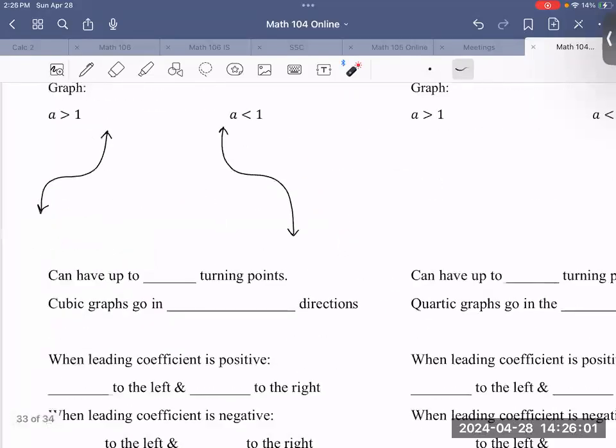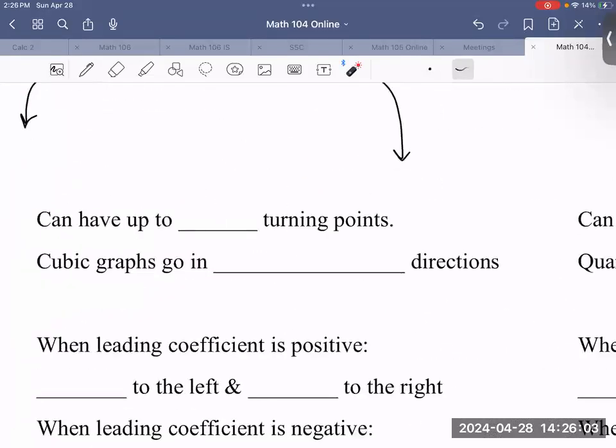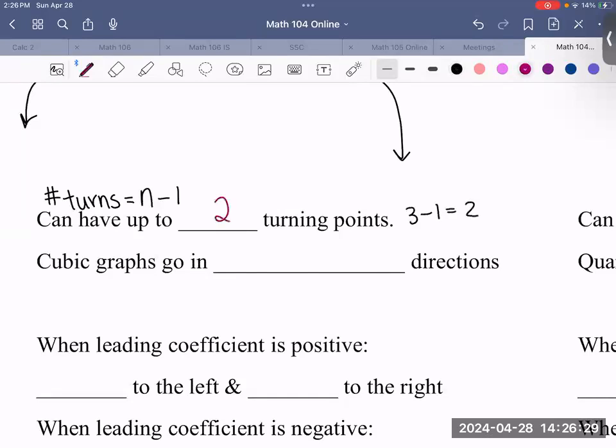Now, cubic functions can have up to how many turning points? Well, if we recall from our graphing section, chapter 1.2, I believe, or 2.1, we said the number of turns is determined by the degree minus 1. So in our case, 3 minus 1 is equal to 2. So we can have up to 2 turning points.